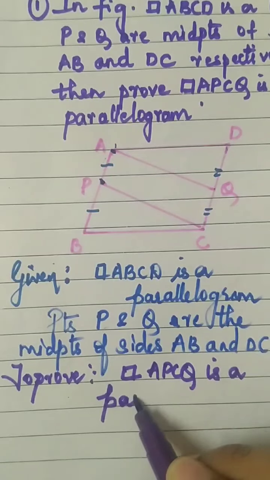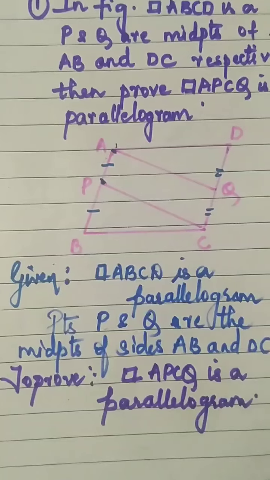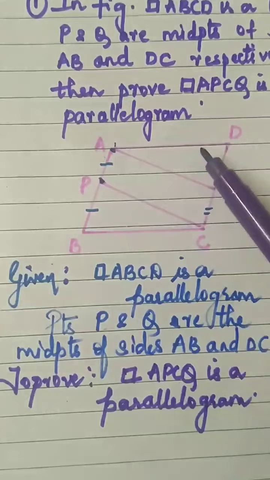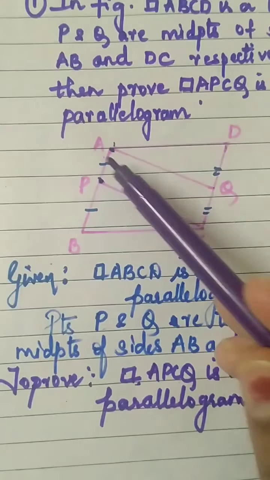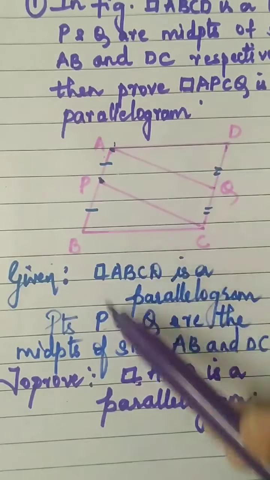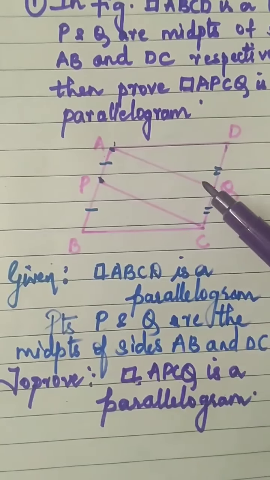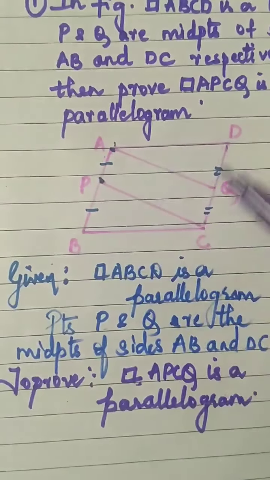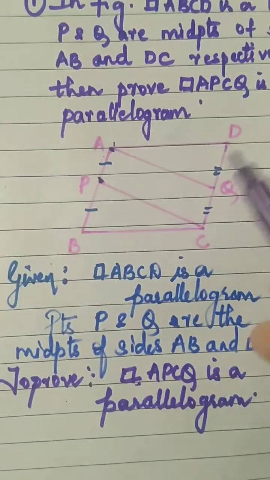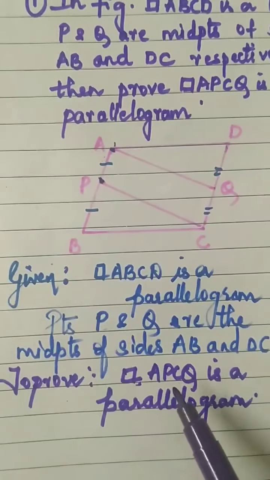Now by using any one test of parallelogram, we will prove that this is a parallelogram. Which are the tests that we have studied? If opposite sides in a quadrilateral are congruent, then it is a parallelogram. If the opposite angles are congruent, then it is a parallelogram. If the diagonals bisect each other, then too the quadrilateral becomes a parallelogram. And the last one, if any one pair of opposite sides are congruent as well as parallel, then that quadrilateral is a parallelogram. Out of this, any one test we will be using.